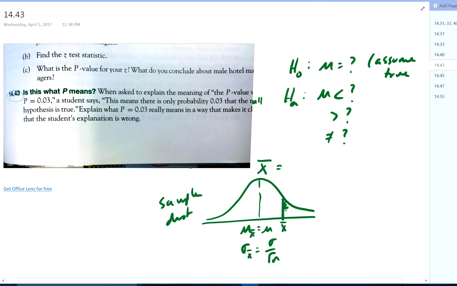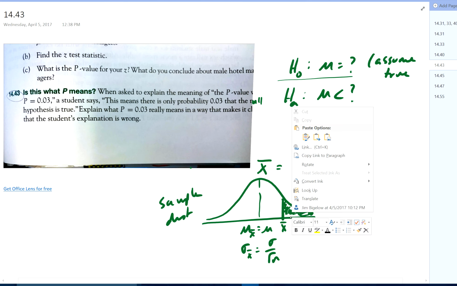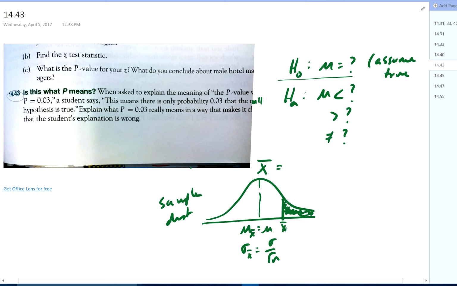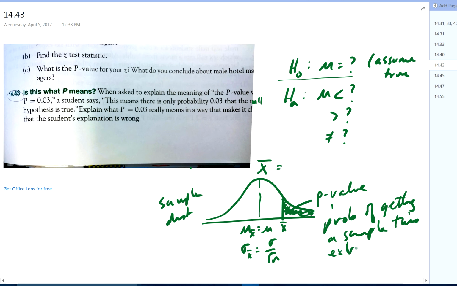And the p-value is the probability that I get a sample with value x bar or more extreme. It has nothing to do with the probability of H0 being correct or not. It has to do with the probability of getting a sample as extreme as x bar. Okay, so that's the p-value. Probability of getting a sample this extreme as x bar.